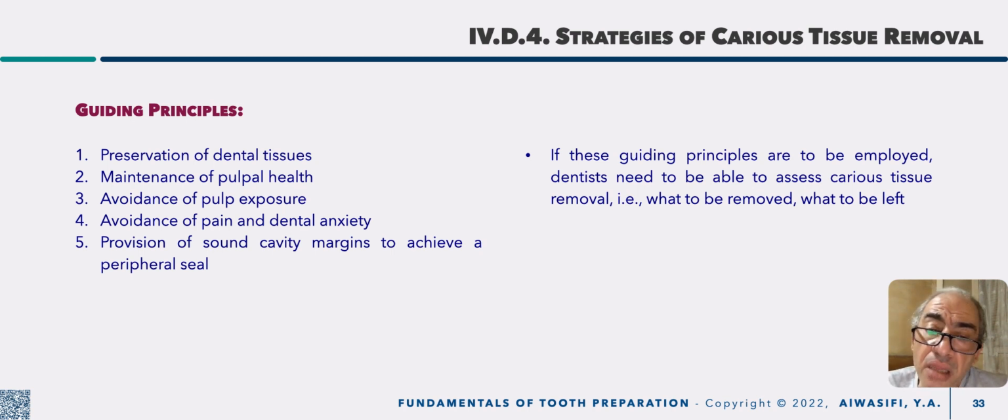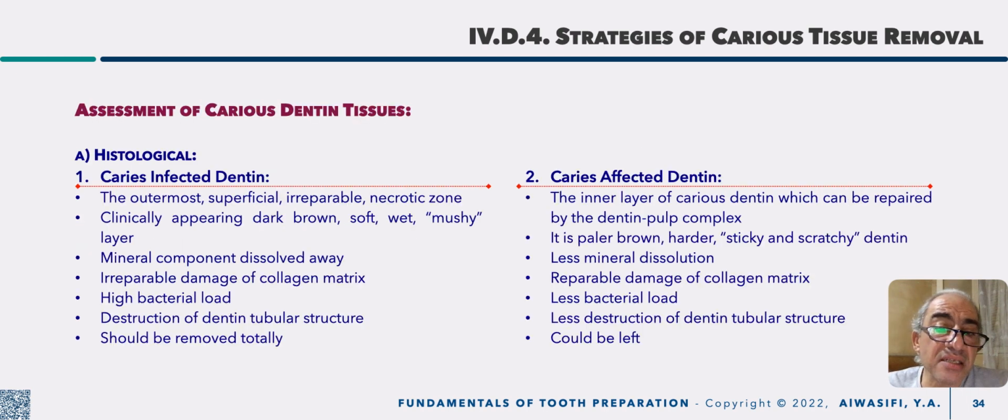In other ways, it means that you need to make the environment favorable to heal the pulp and repair the defective tissues by remineralization. That's why you need to assess your carious lesion. Is it affected or infected? Histologically, we need to differentiate between caries infected dentine and caries affected dentine.